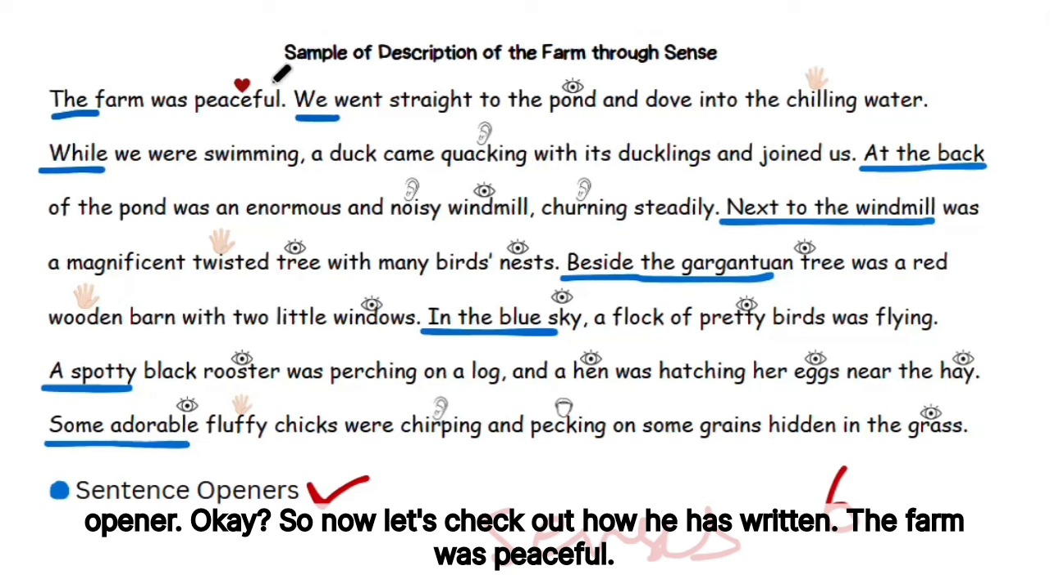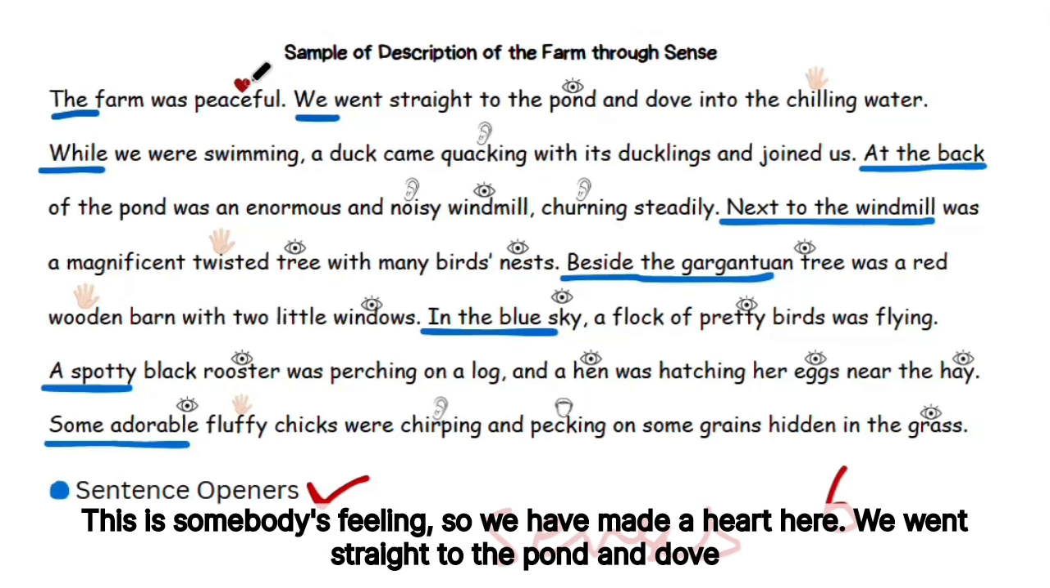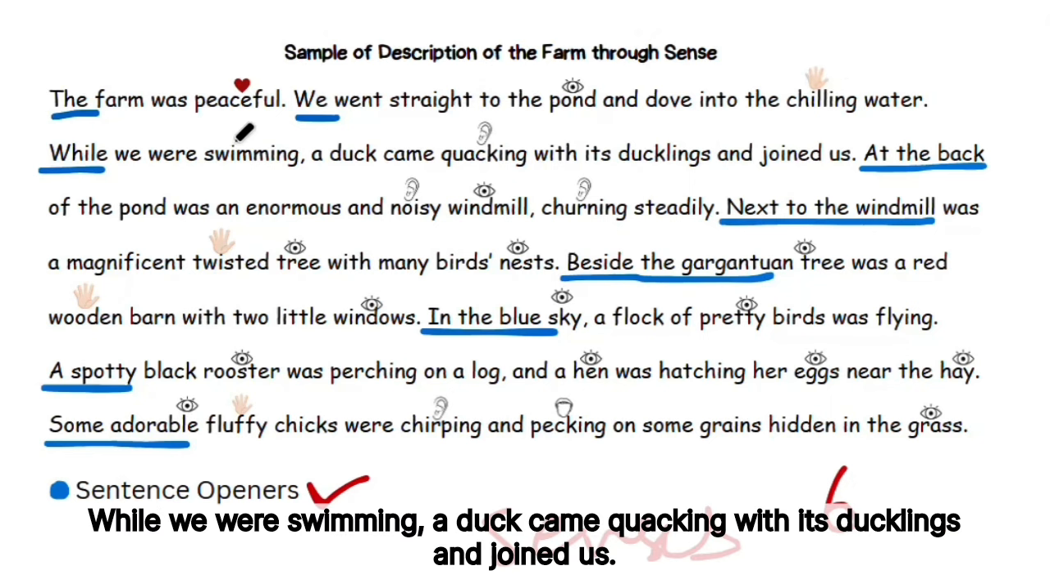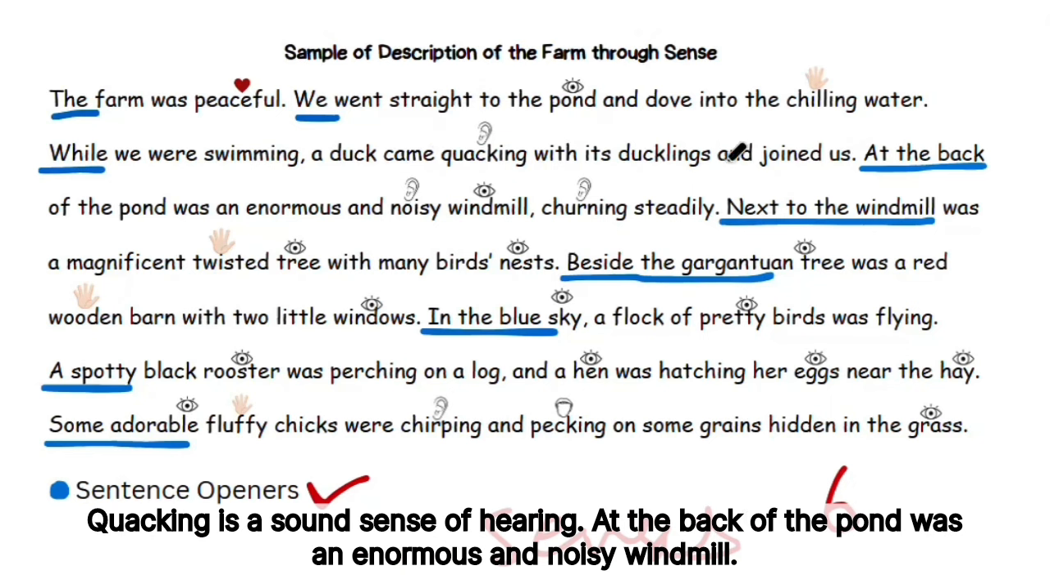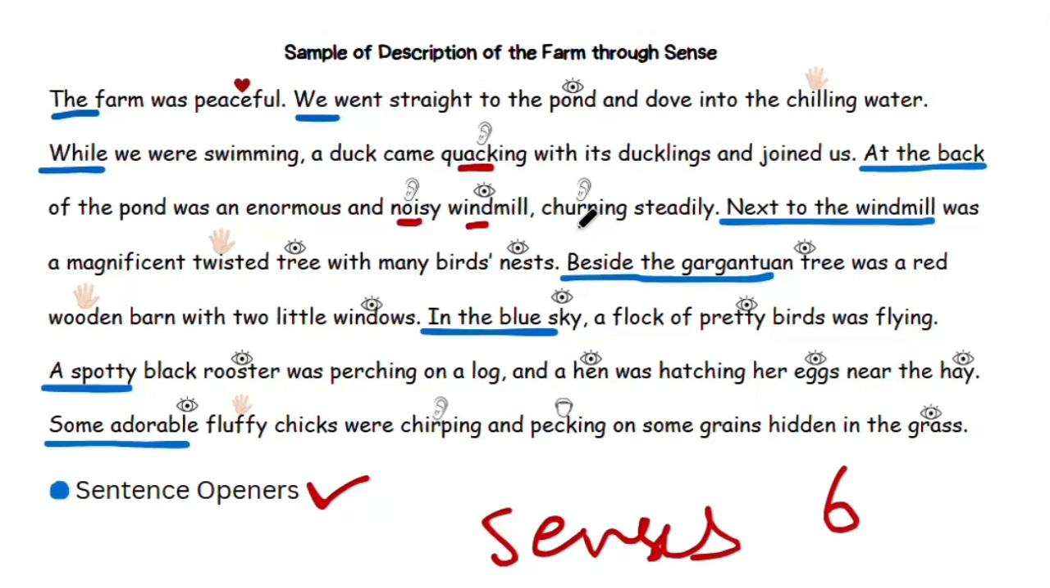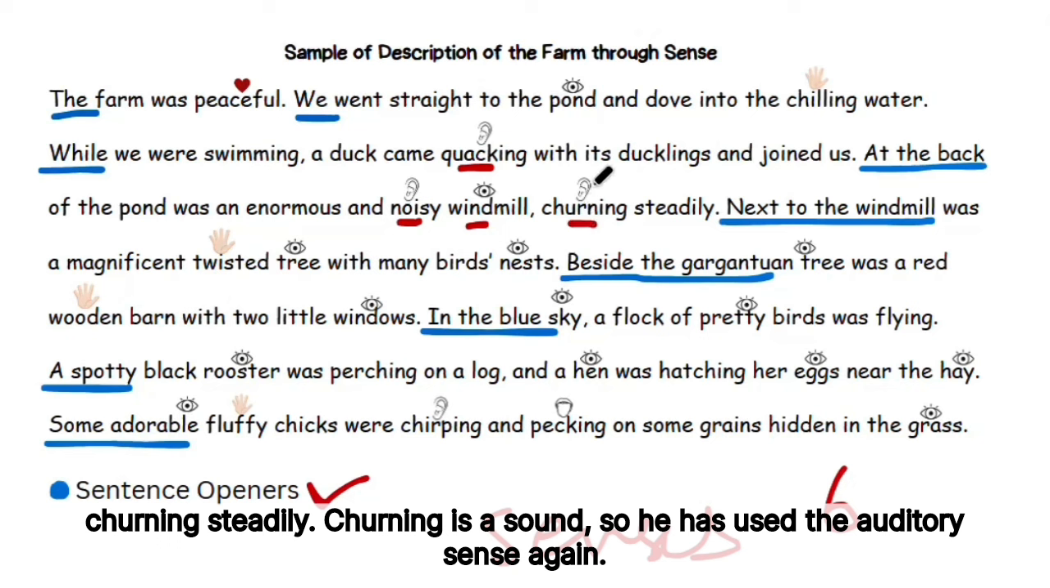The farm was peaceful. This is somebody's feeling, so we have made a heart here. We went straight to the pond and dove into the chilling water. We can see the pond, sense of sight, chilling water, sense of touch. While we were swimming, a duck came quacking with its ducklings and joined us. Quacking is a sound, so sense of hearing. At the back of the pond was an enormous and noisy windmill. Noisy is sense of sound, windmill is sense of sight. We can see and hear as well. Churning steadily. Churning is a sound, so he has used the auditory sense again here.